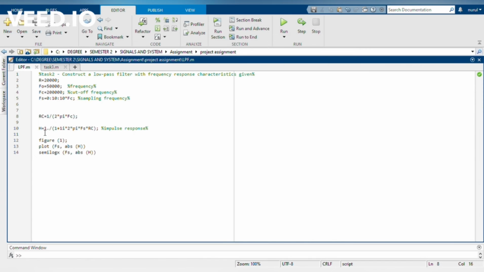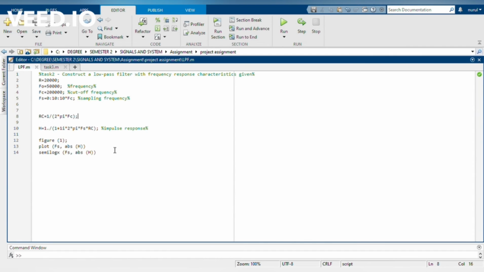So for the impulse response, H equals 1 over 1 plus j 2 pi FS RC. And figure 1 is the name of the output, and the plot will be the sampling frequency and the abs of H, which is the impulse response. Abs in MATLAB returns the absolute value of each element, which in this case is the impulse response.